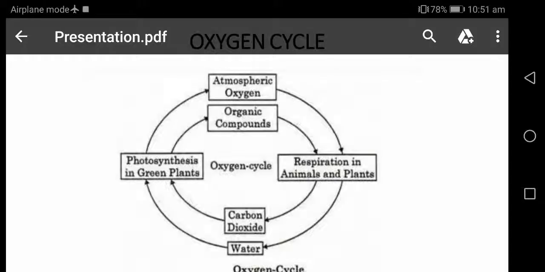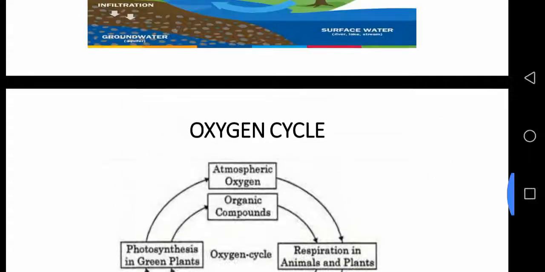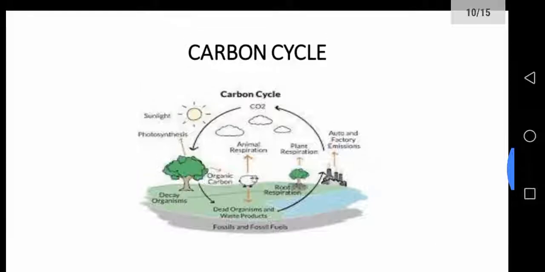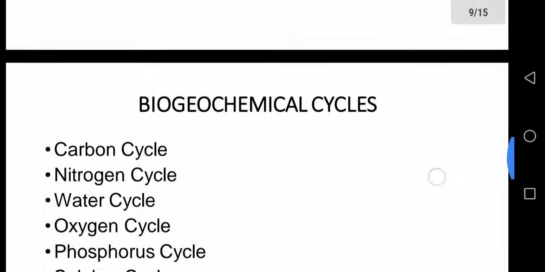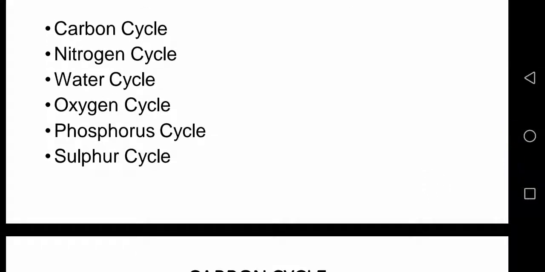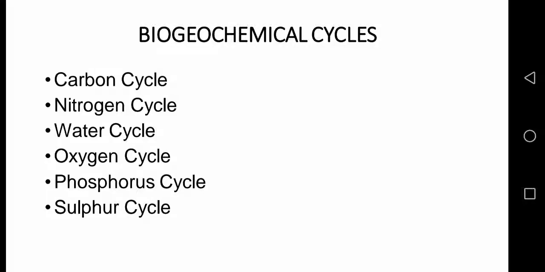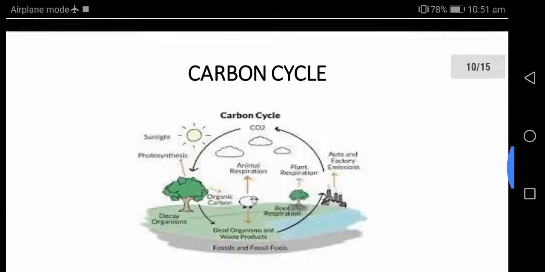Hello everyone. So today we will continue from the last lecture in which we were studying about ecosystem. In ecosystem we were discussing the various biogeochemical cycles. So far we have studied three biogeochemical cycles, and those are the carbon cycle, nitrogen cycle, and water cycle. Now we'll study the oxygen cycle.